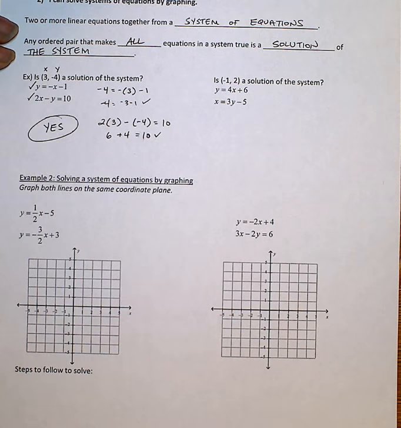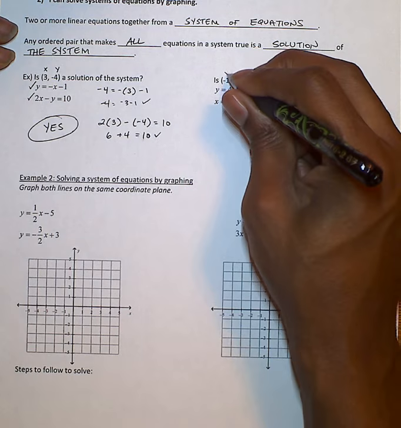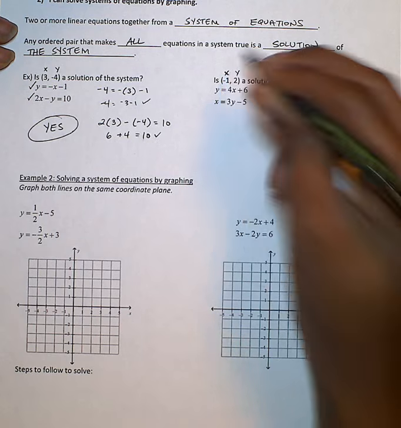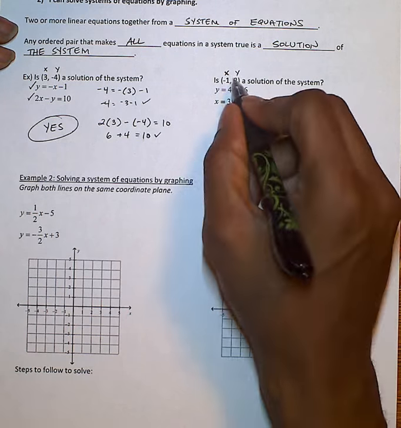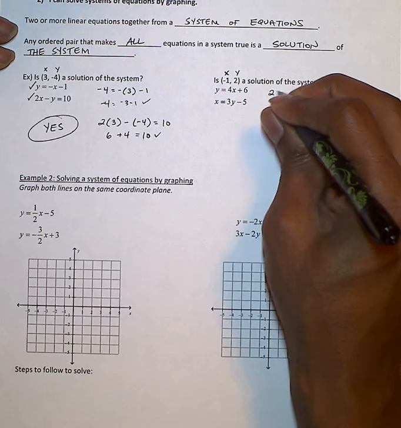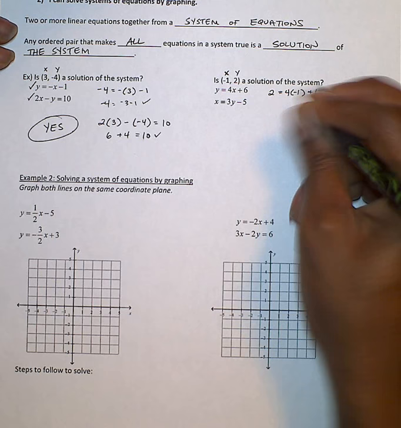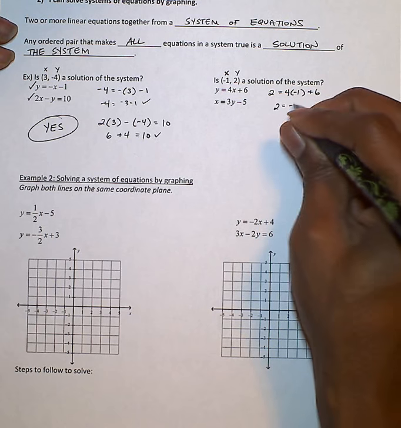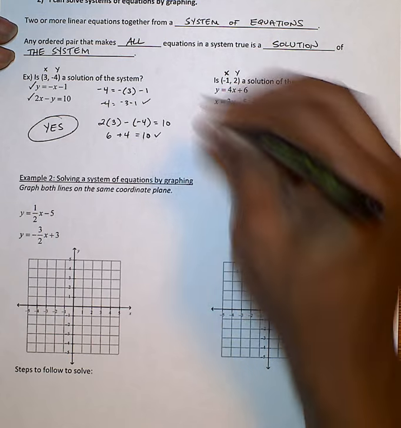Alright, and we'll do the same thing for this next problem. Again, remember, it's really easy to mix up these numbers, or x and y, and put them in the wrong spot, so make sure you're paying attention to that. y is 2, x is negative 1, so we have 2 equals negative 4 plus 6. Negative 4 plus 6 is 2. That does work. The first equation is true.